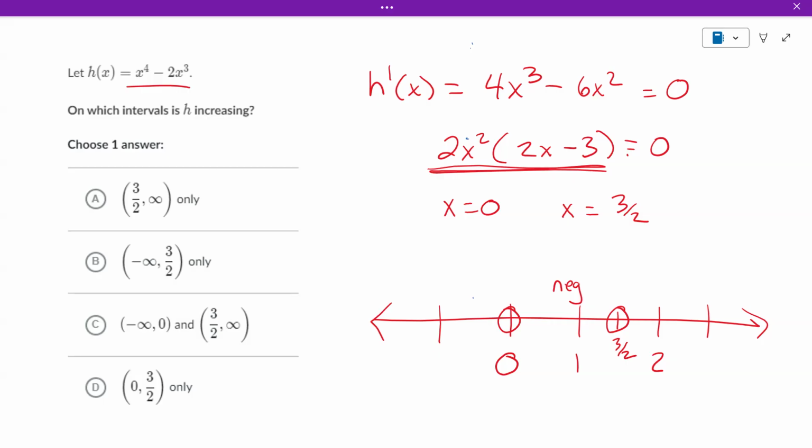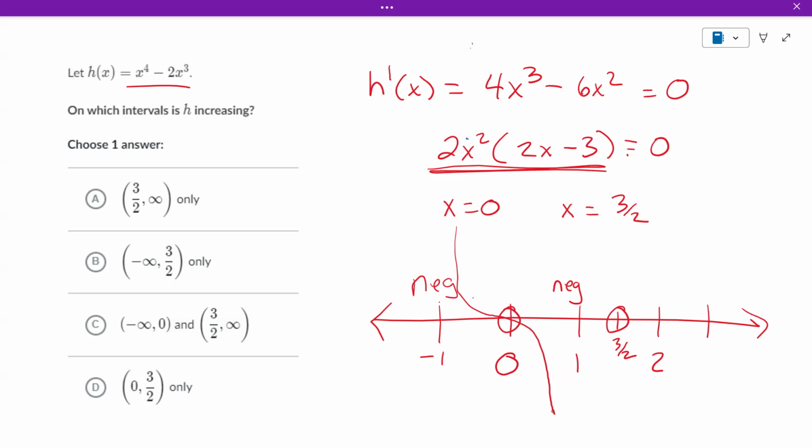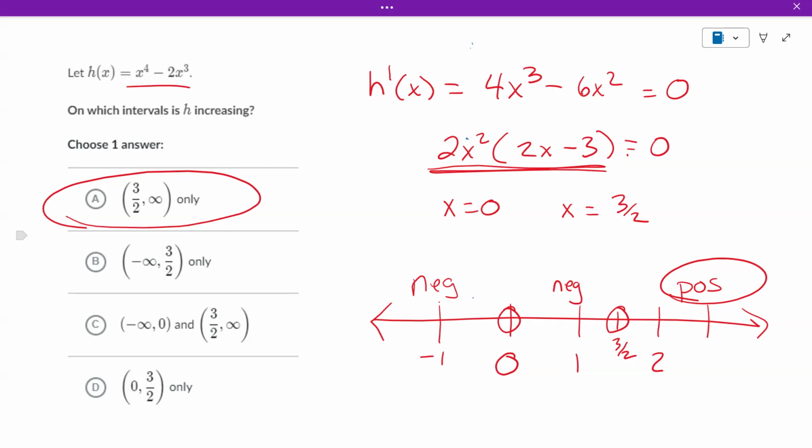Okay? So let's try out here, where negative 1 is. Put a negative 1 in here. Negative 1 squared is a positive 1 times 2 is 2 out here. Put a negative 1 in here, we get a negative 5 here. A positive 2 times a negative 5 is a negative. So it's decreasing, and then it's decreasing again. It flattens out decreasing. If we put in a 2 here, it's positive, and then it's positive, so it's positive. So the slope is negative, negative, positive. Where is it increasing? Where the slope is positive, which is after 3 halves.